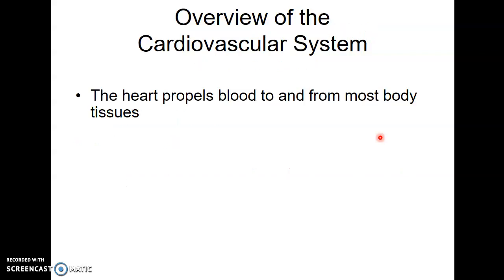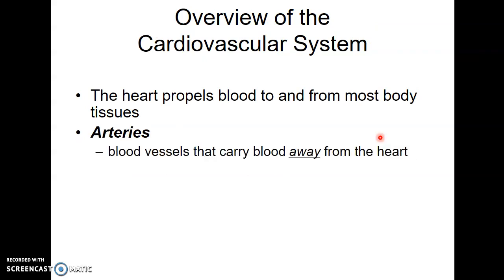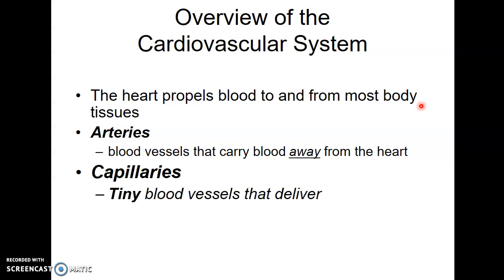So the heart propels blood to and from most body tissues. Arteries are blood vessels that always carry blood away from the heart. On the systemic side, arteries carry oxygenated blood. On the pulmonary side, they carry deoxygenated blood, but we're always taking blood away from the heart. The capillaries are tiny blood vessels that deliver oxygen to metabolizing tissues in the body system.